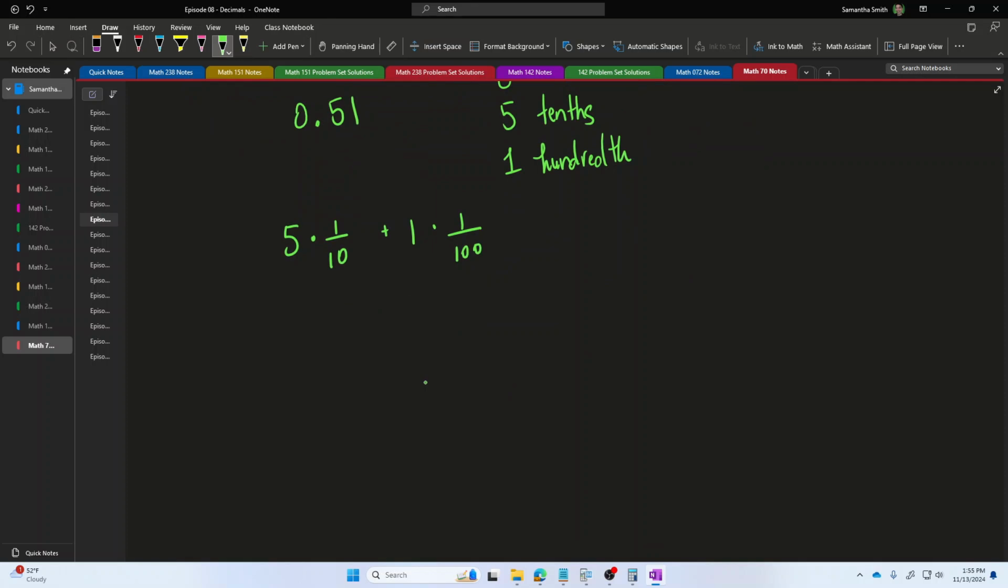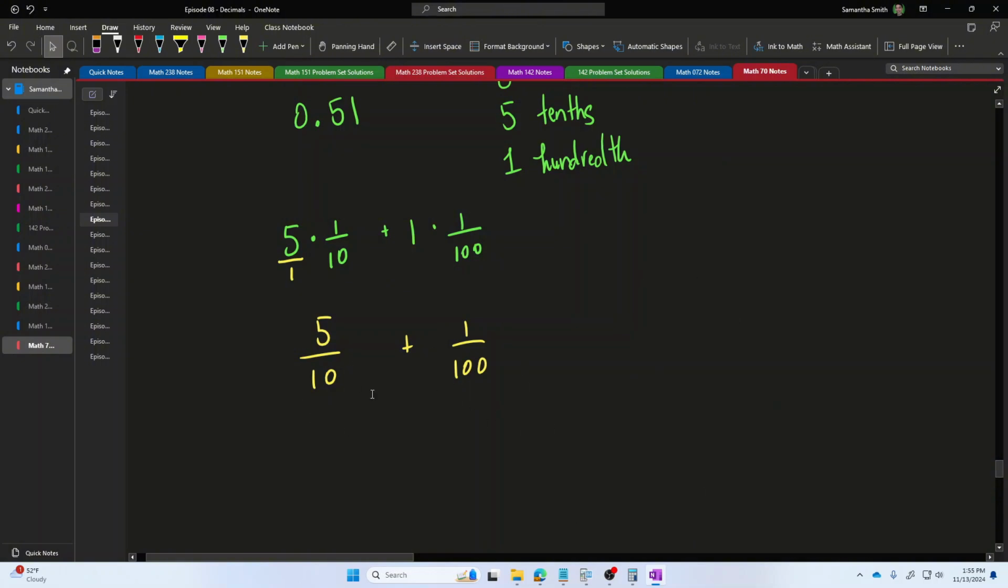So, for example, if I use PEMDAS and complete these two multiplications first, if I want to do 5 times 1 over 10, I can do 5 over 1 times 1 over 10, and I can think about that as 5 over 10. If I want to do 1 times 1 over 100, well, multiplying by 1 doesn't change a number ever. So that's still just going to be 1 over 100.